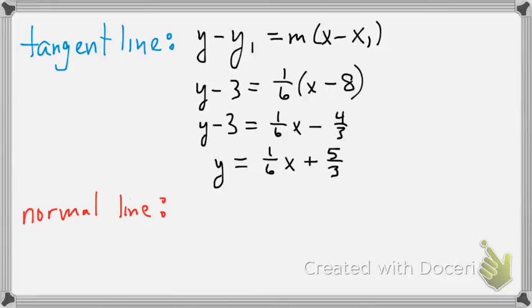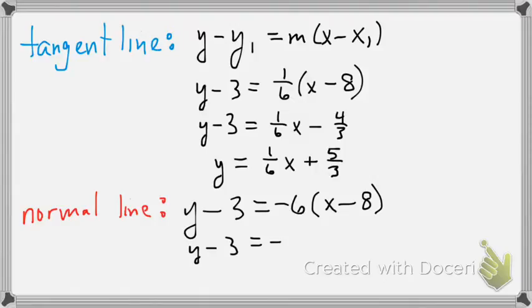All right? So we've got y minus 3 equals -6, the opposite reciprocal for perpendicular, times x minus 8. So y minus 3 is -6x plus 48. So y equals -6x plus 51.